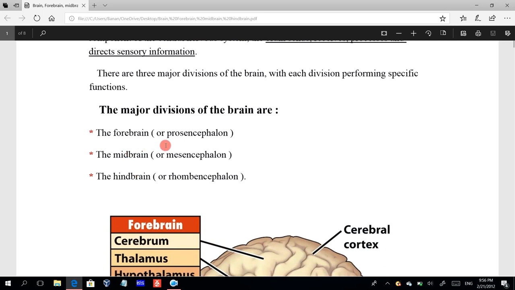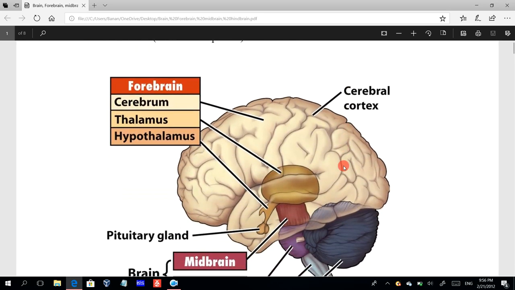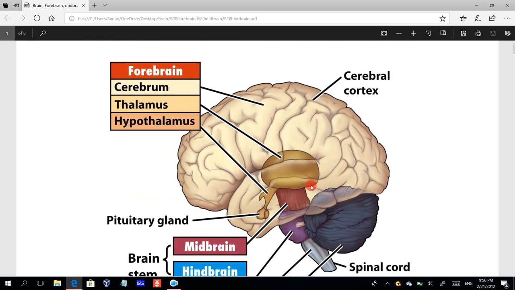We have the forebrain, which is also called prosencephalon, the midbrain, which is also called mesencephalon, and the hindbrain, which is also called rhombencephalon. And this picture shows you these three divisions of the brain. Here, this part of the brain is called the forebrain. All this is the forebrain. And this part is called the midbrain. And here we have the hindbrain. And of course, each division has many structures, as we will see later on in the lecture.